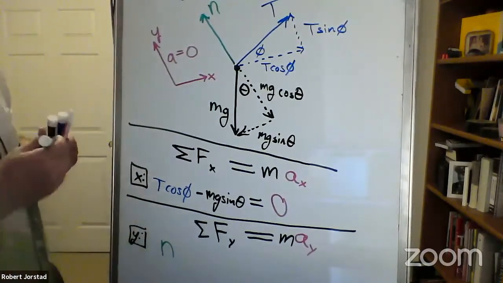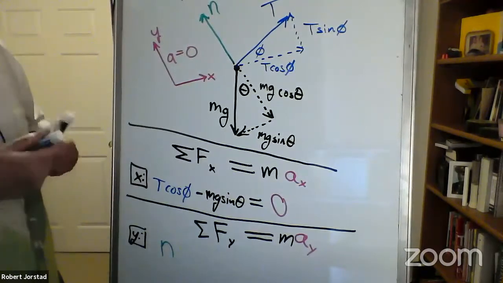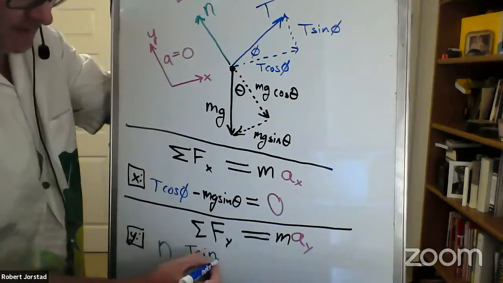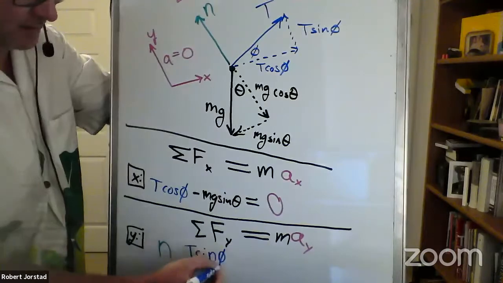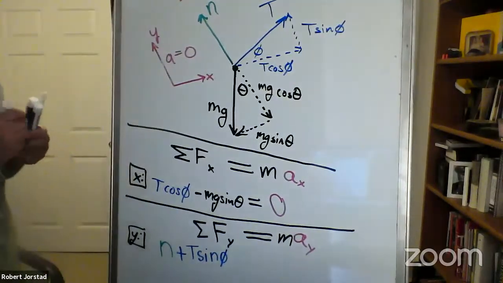Somebody else. What's another one? Or are we all done? T sine phi. I forgot the name for it. Yeah, excellent. Is that going to be positive or negative according to this coordinate system? Positive. Correct. Nice job. And is that it, or is there more?